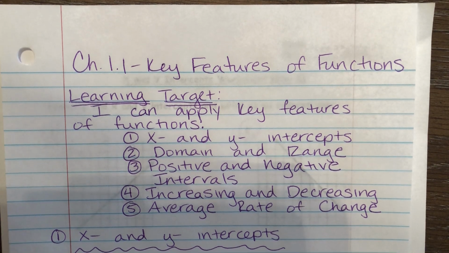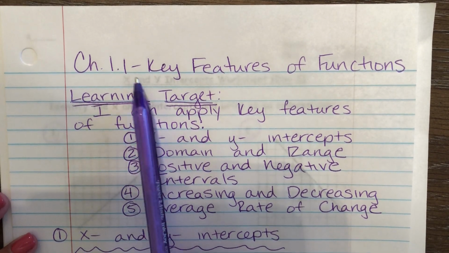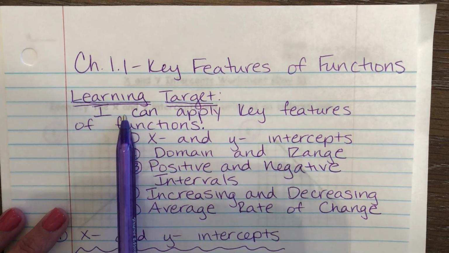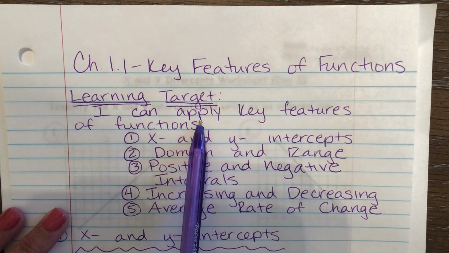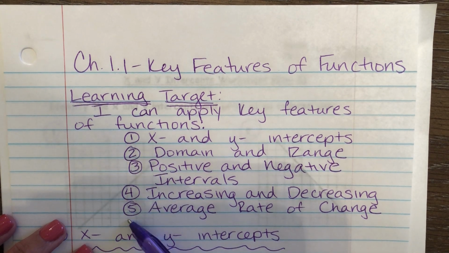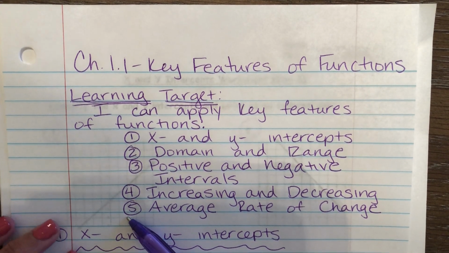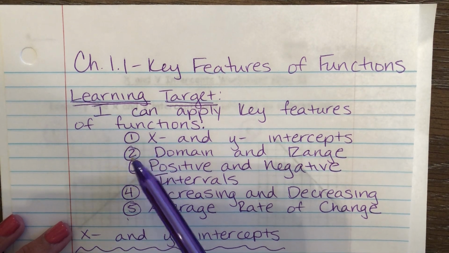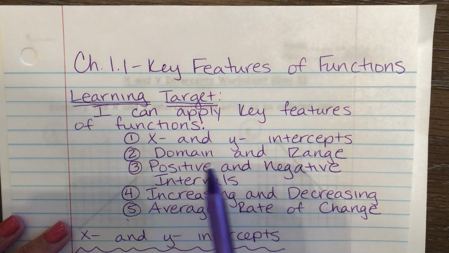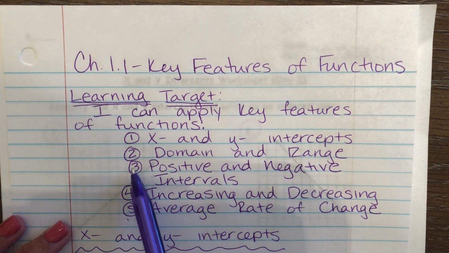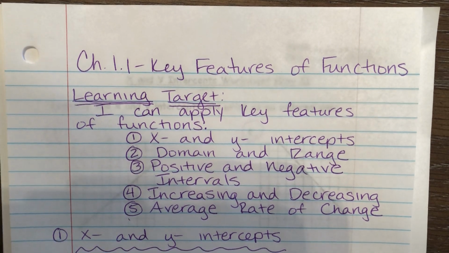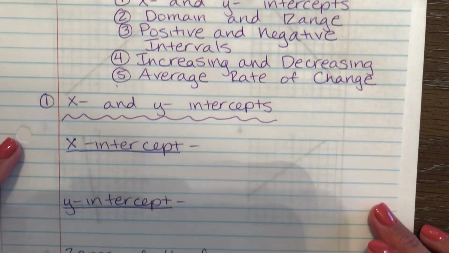So we're looking at chapter 1.1, and this is the key features of functions. Our learning target for today is I can apply key features of functions. There's 5 key features of functions that we're going to be going through. Today we are only going to do the first 2: x and y intercepts, and then we'll look at domain and range, and then we'll save these other 3 for tomorrow. So let's start with x and y intercepts.